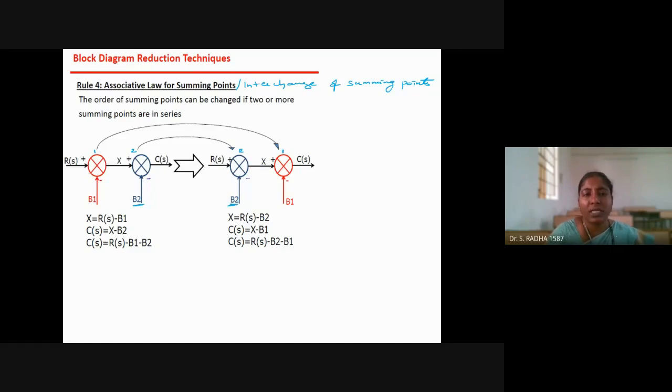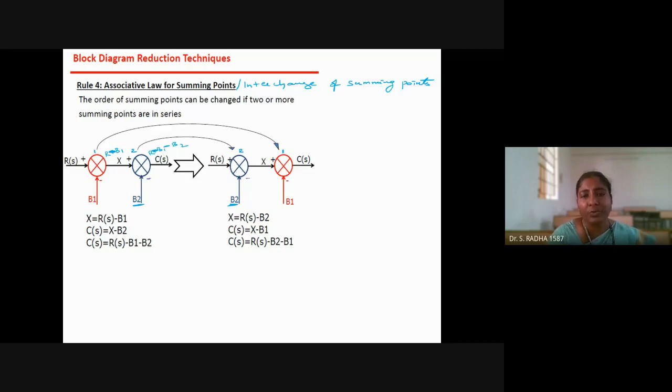For example, here R plus B1 is the addition. So after B2, this is nothing but R plus B1, minus, sorry, here minus is there. Minus sign is there for B1. So R minus B1, and here minus B2. R minus B1 minus B2. This is the final signal after the second summing point.